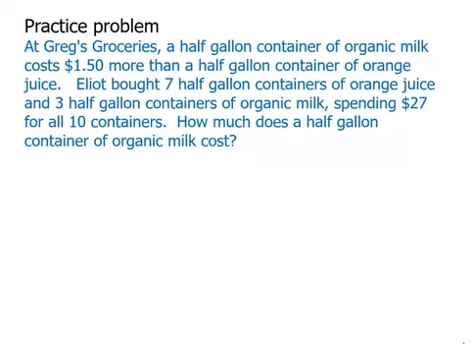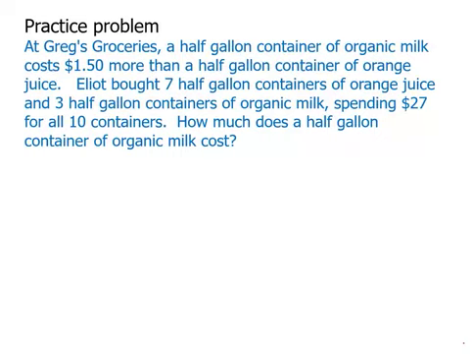Here's a practice problem. Pause the video and then we'll talk about this. Okay, at Greg's Groceries, a half-gallon container of organic milk costs $1.50 more than a half-gallon container of orange juice. Elliot bought 7 half-gallon containers of orange juice and 3 half-gallon containers of organic milk, spending $27 for all 10 containers. How much does a half-gallon container of milk cost?